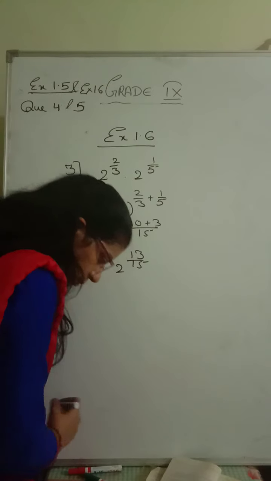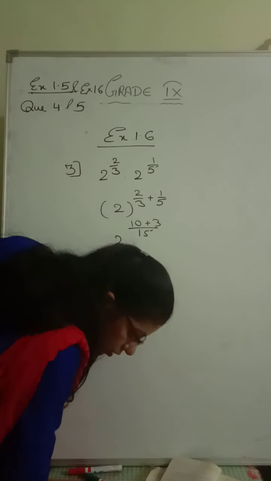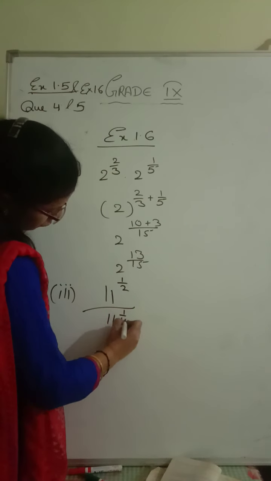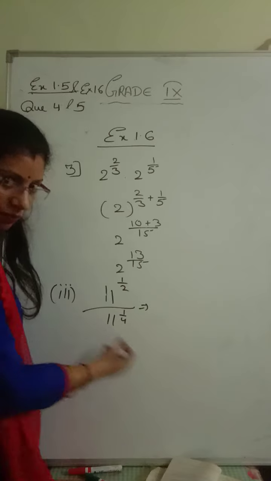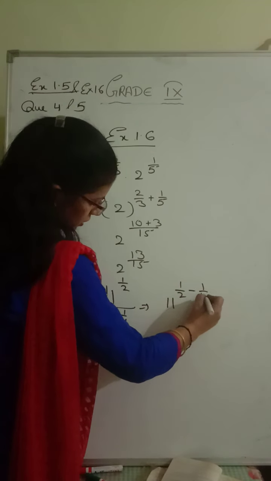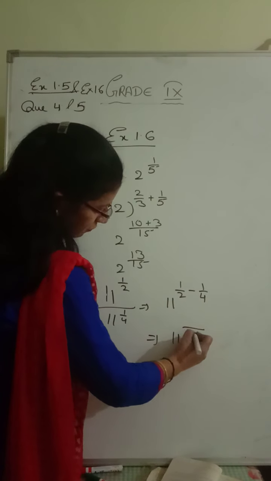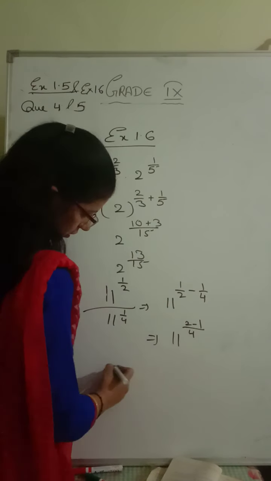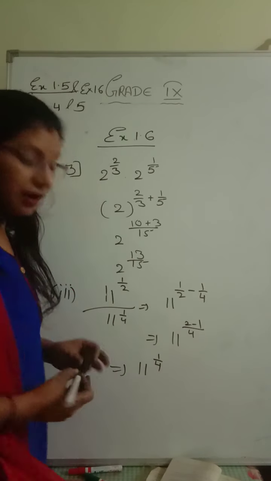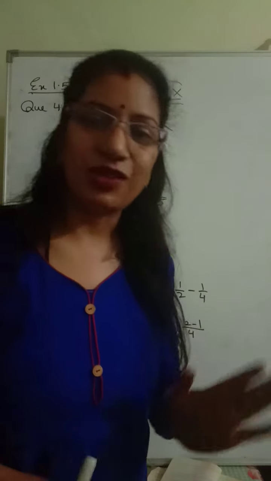Let me take one more part. Third part, 11 raised to the power 1 upon 2 divided by 11 raised to the power 1 upon 4. Bases are same. Division is there. So 11 raised to the power, powers are subtracted. Okay. So it will become 11 raised to the power, take the LCM 4, 2 minus 1. That means 11 raised to the power 1 upon 4. Answer. Your exercise 1.6 is completed and chapter is also completed.